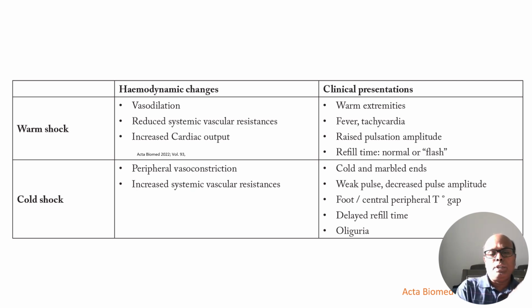Cold shock: when the warm shock is not addressed right, then it progresses into peripheral vasoconstriction and increased systemic vascular resistance. On exam, they will have cold, clammy extremities, weak pulses, and there is a central and peripheral temperature differential you will see, delayed capillary flow time, and also these patients will have oliguria, decreased urine output.